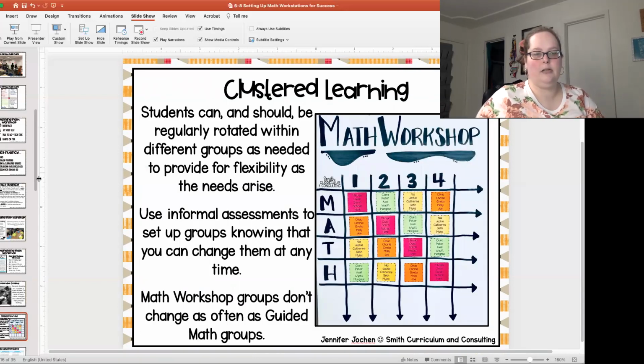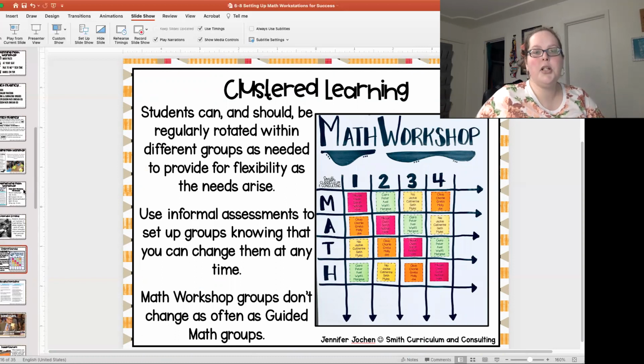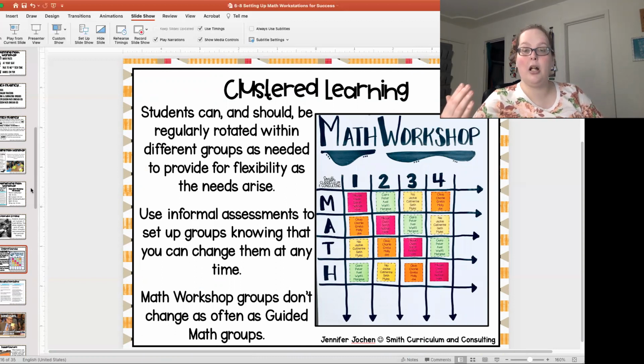Clustered learning. Students can and should be regularly rotated within different groups. One, this helps with behavior issues. It also provides flexibility with students, and it allows that communication skill to be deepened with other students in the classroom. To determine how I group my students, I used informal assessments to set groups up, knowing that I could change them at any time. Anytime.